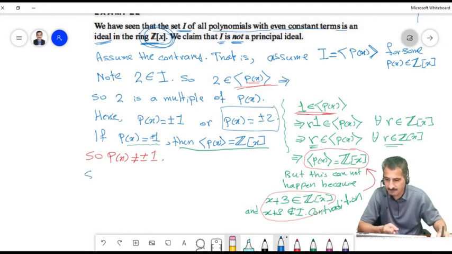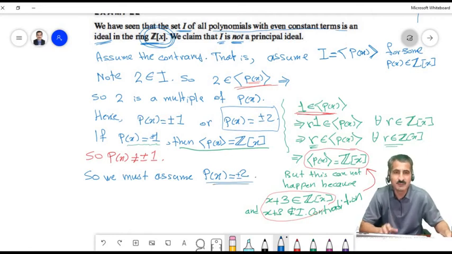So we must assume that p(x) equals plus or minus 2. We will take this assumption, and it will lead us to another contradiction, and then the whole step at the beginning, assuming I is principal, was wrong. Now if p(x) equals 2, let's see what happens.